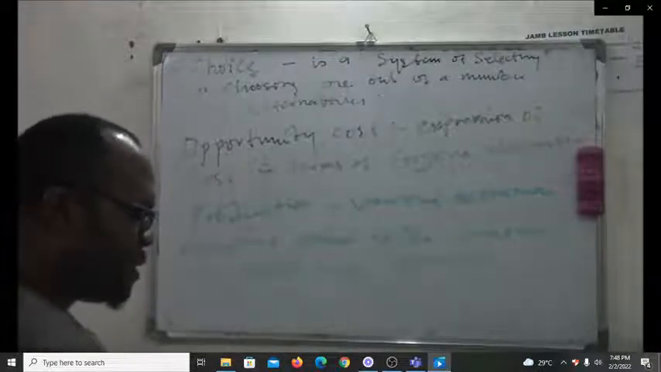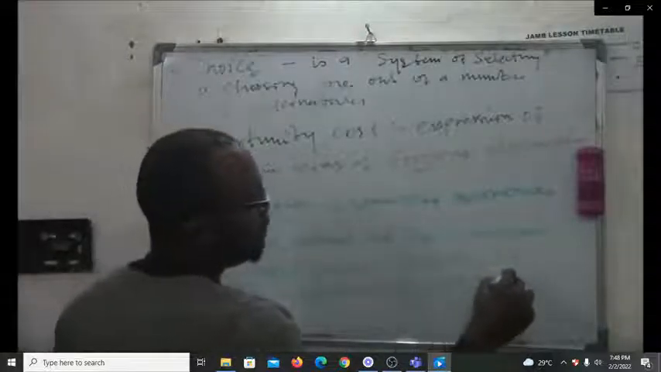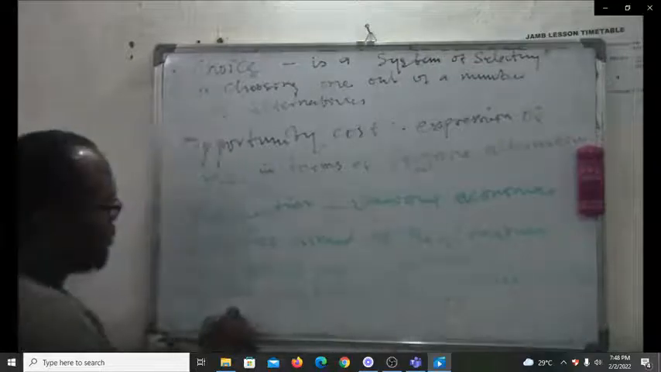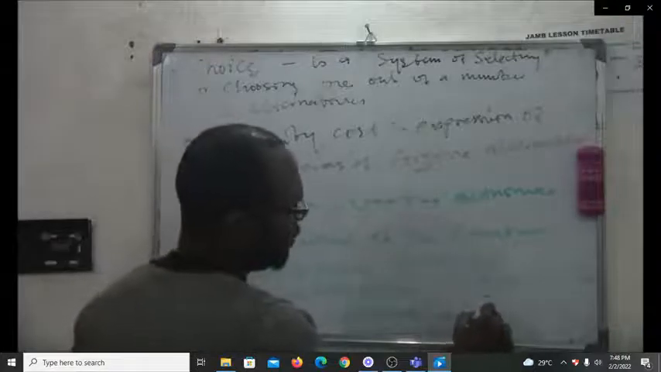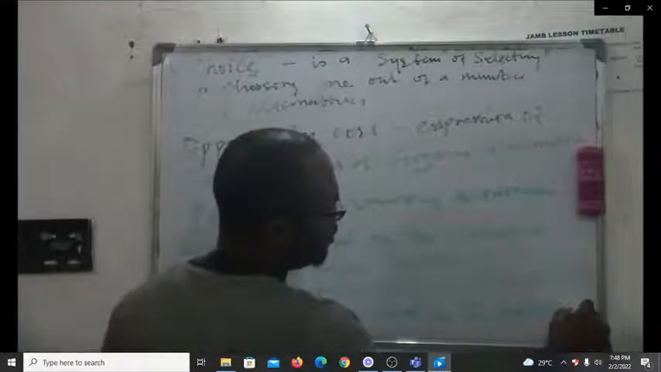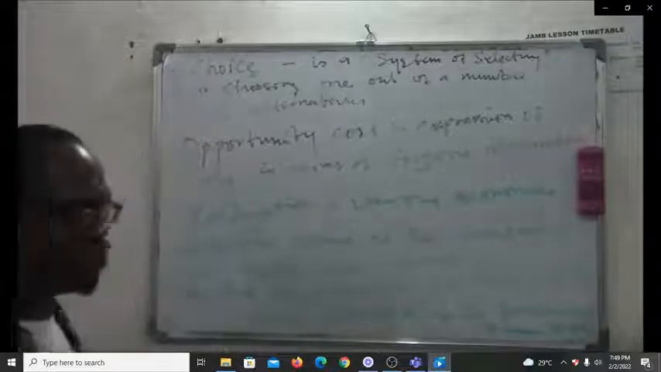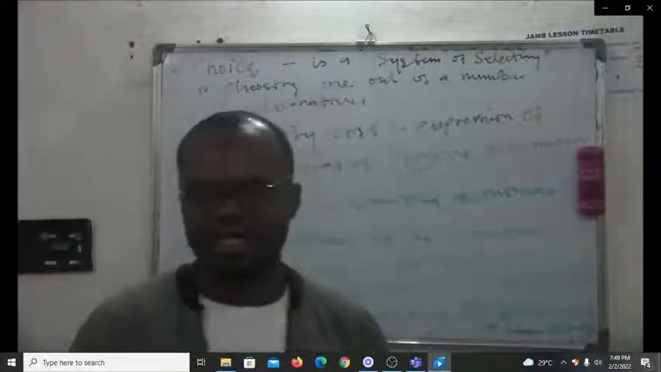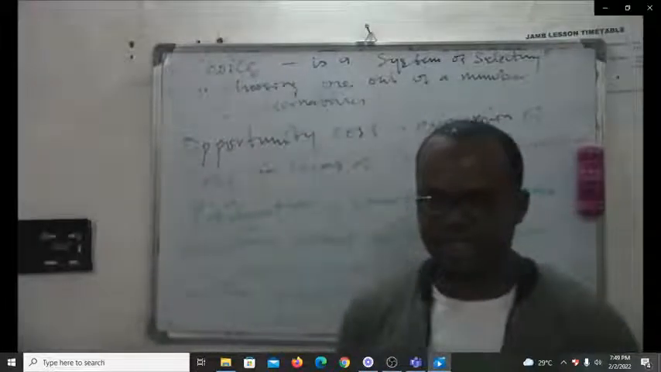And the distribution of these to the final consumers. Final what? Consumers, for the satisfaction of human wants. That is what production is. The various economic activities which are used in the world, production of goods and services. Exactly. That's what production is.